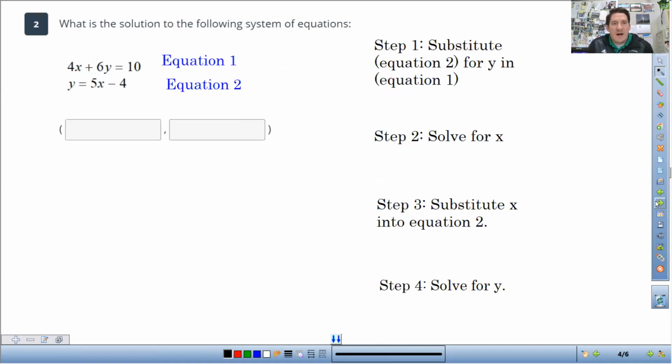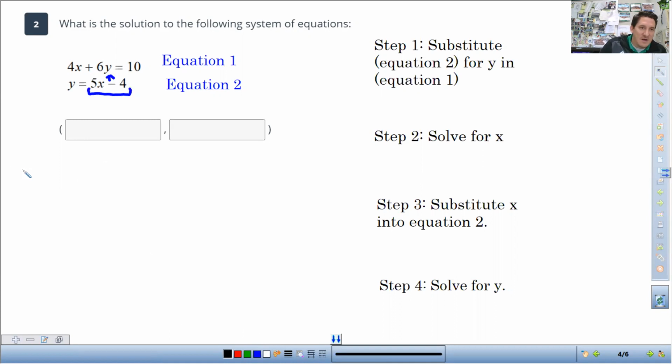So let's look at one that's a little bit more involved. So we have two full equations now. All right, 4x plus 6y is equal to 10, and then y is equal to 5x minus 4. So what you actually want to do, we know what y is equal to, just like that last time where we substituted the 6 into the equation for y. The only difference is that y is this entire portion. That is going to get substituted into y there.